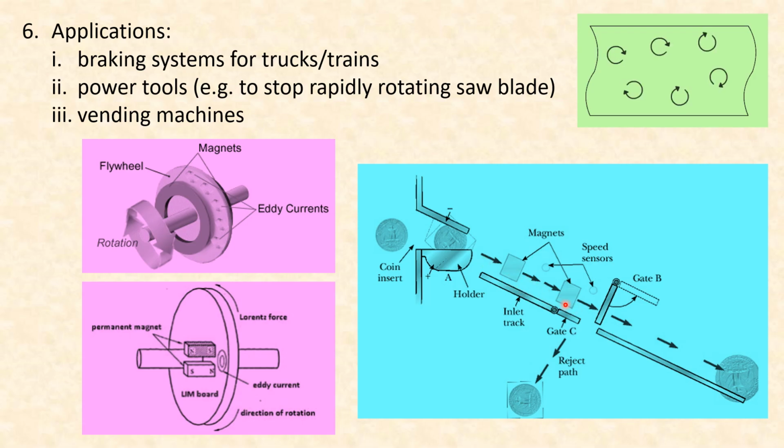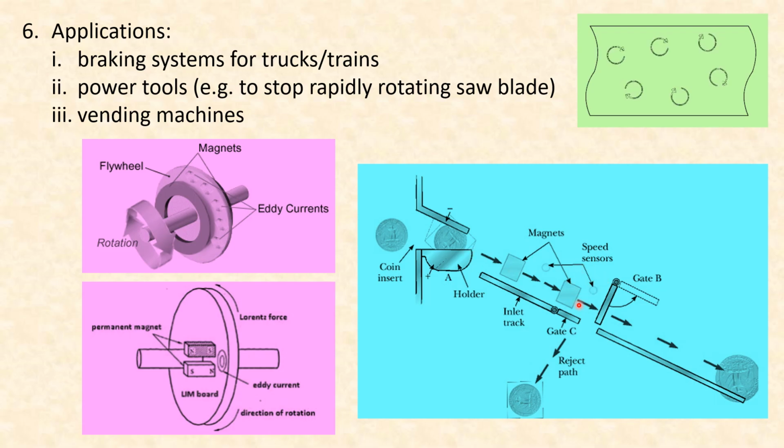And along this inlet track here, you see these magnets. These magnets will induce eddy currents in the coin, and the magnetic forces that result will retard its motion and control its speed. It turns out that the type of coin used, the material the coin is made out of, will determine how big these eddy currents are and how big that retarding magnetic force is.